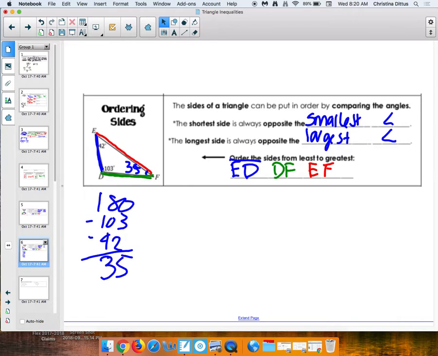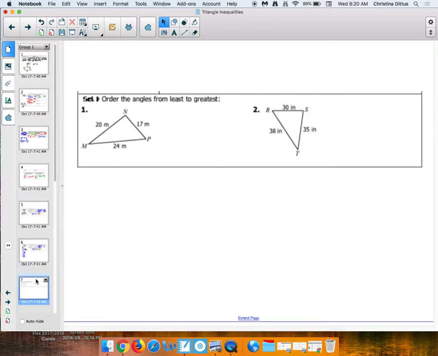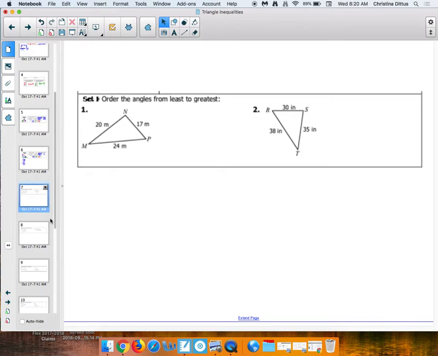Questions? Okay, put this away. Look at number 1. I gotta order angles from least to greatest, which means if I'm starting with least, I need the smallest side first. Number 1 with the smallest side, 17, is with the smallest angle, M. What's my medium one? 20, so my angle is P. And biggest, 24, so biggest angle is N.